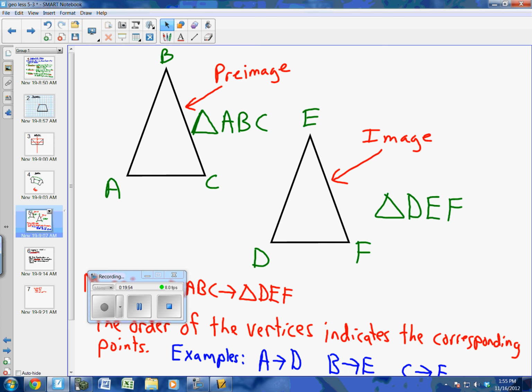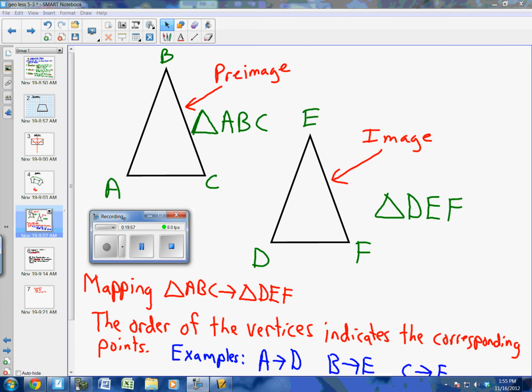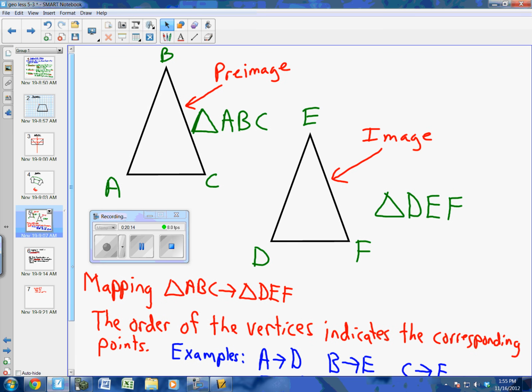Okay, now, whenever we transform something or move it, these are called transformations, by the way. Whenever we transform something, we have a pre-image and an image right here. And we map the one thing onto the other. So what is B going to map to, you guys? E. And what's A going to map to? D. And what's C going to map to? F. So triangle ABC maps to triangle DEF.